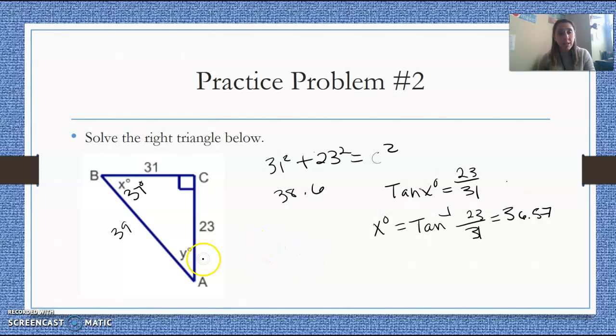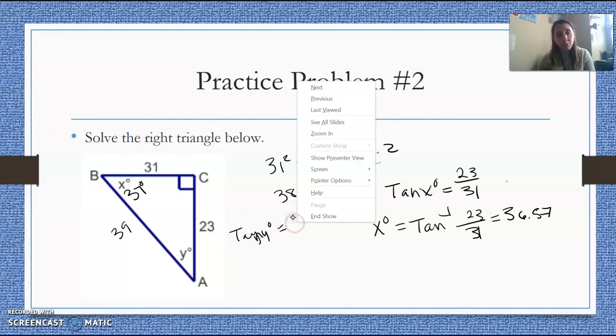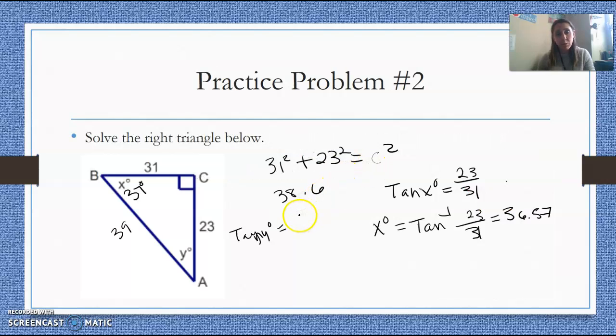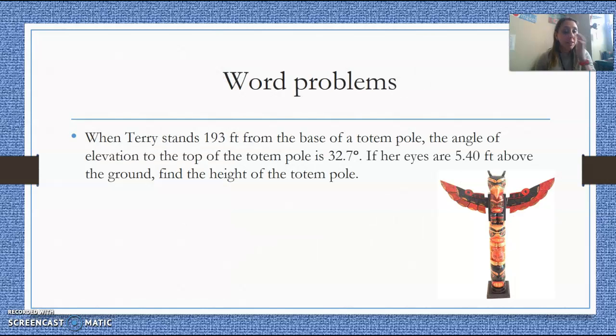And then the y is going to be the tangent also. So we're going to have the tangent of y degrees is going to be equal to the opposite over adjacent, which is 31 over 23. And so we're going to do second tangent again, but 31 over 23, and we get 53 degrees.